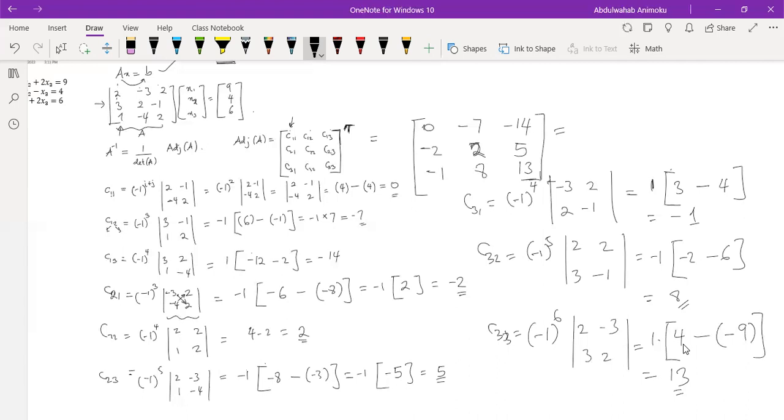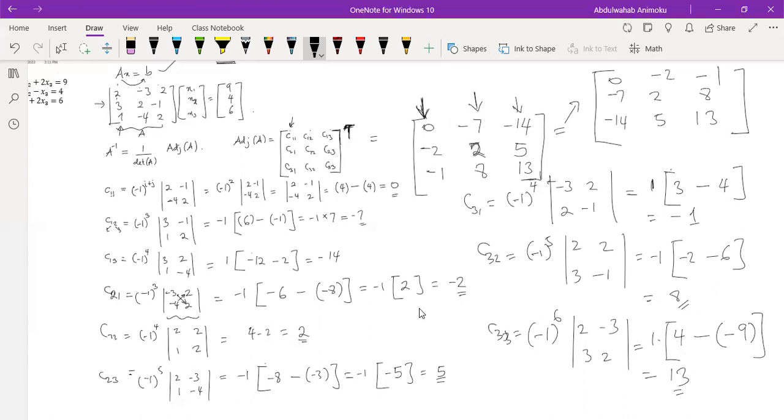Now, we need to find the transpose of this. Don't forget, we need to find the transpose of this to get the adjunct of A. So the transpose would be what? The transpose is when you make the columns the rows. So the first column becomes the first row. The second column becomes the second row. And the third column becomes the third row. Right? So this gives us what we are looking for.